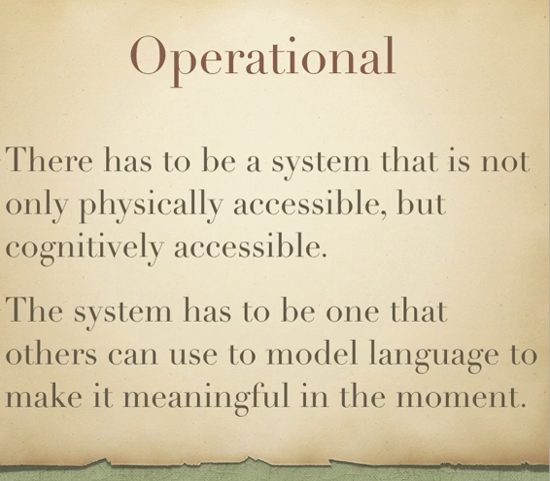Operational. When we think about the operational component, it's more than just physically being able to hit a button or pick up a picture or whatever the system is. It's also giving it cognitive access, giving it a way for the person to comprehend what those symbols are representing. So the system has to be a system that someone else understands so that they can model and use it in a meaningful way in moment-to-moment situations.